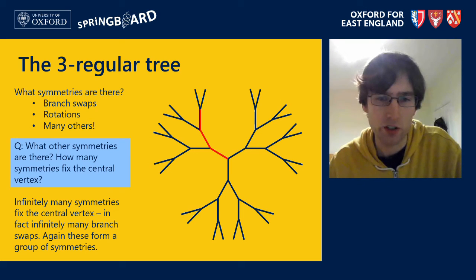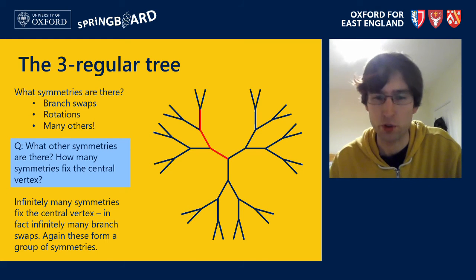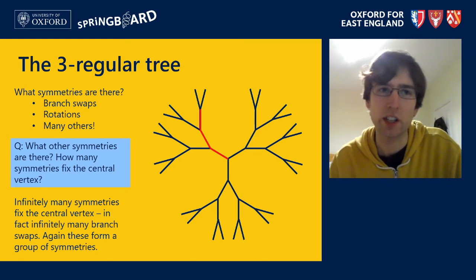Of course, there are infinitely many such paths that we could have chosen, and so this gives you infinitely many branch swaps, which all fix the central vertex. And again, the symmetries that fix the central vertex form a group of symmetries, but unlike in the case of the square tiling of the plane, this is now an infinite group of symmetries that fixes the vertex.